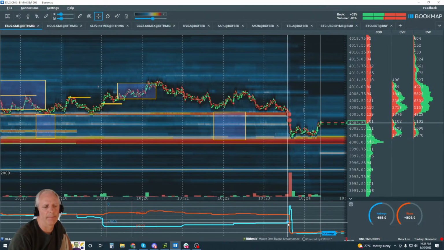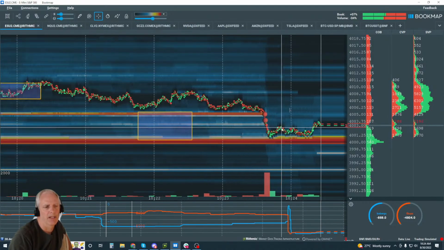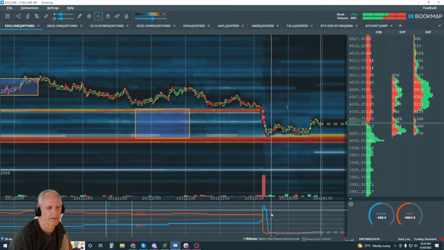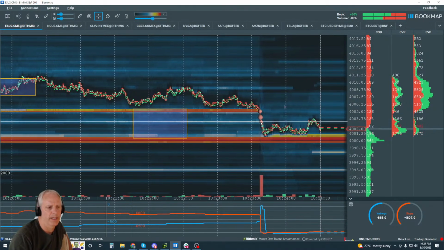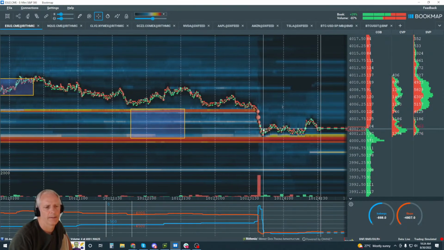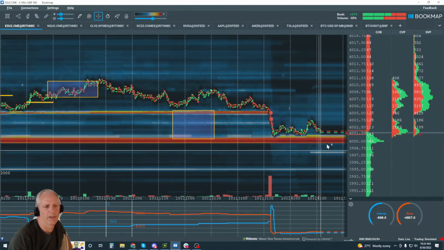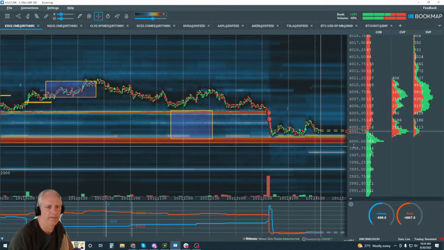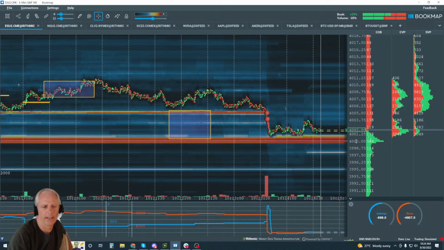Okay, beautiful stop run. Icebergs all over the place in here. Icebergs on the buy side, icebergs on the sell side. Okay, so there's a lot going on in here. I mean, obviously, this is a huge figure right here.